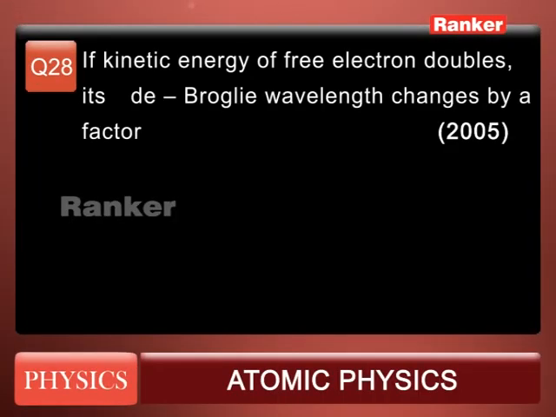If kinetic energy of a free electron doubles, its de Broglie wavelength changes by a factor of. Kinetic energy of electron is doubled. Its de Broglie wavelength changes by a factor of. First option is 1 by root 2 times. Second option is simply root 2 times. Third option is 1 by 2 times, and fourth option is 2 times.